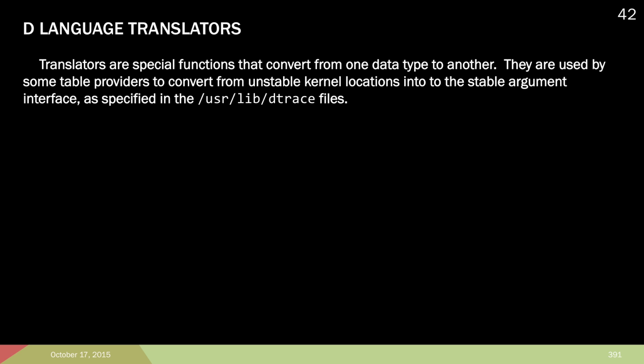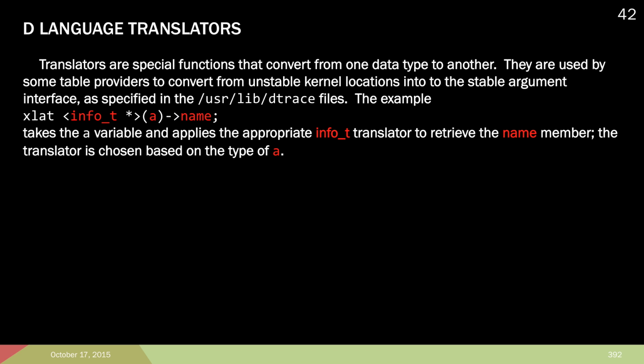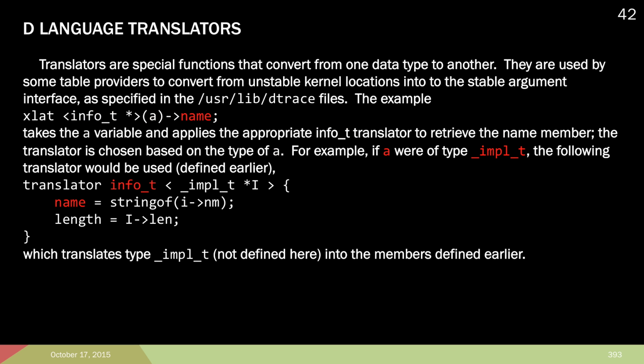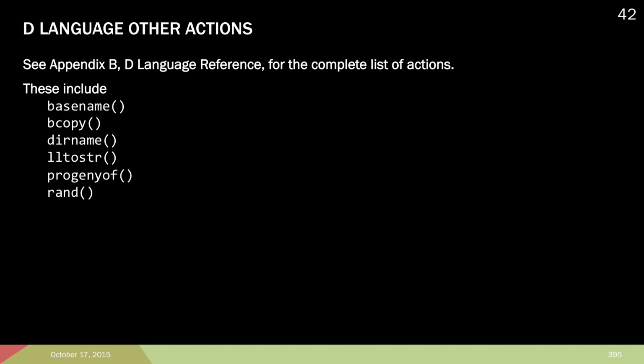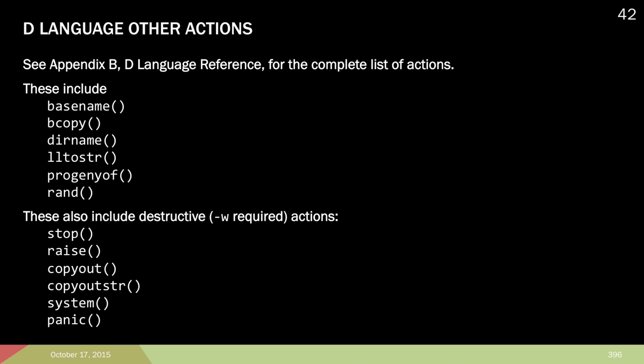Translators are special functions that convert one data type into another. This example takes the variable and applies the appropriate info_t to retrieve the name member. If we were of type _impl_t, the following translator would be used to provide access to the name member. Place custom translators in /usr/lib/dtrace. Appendix B lists all the available functions. DTrace can also perform some destructive operations when the -w option is set.